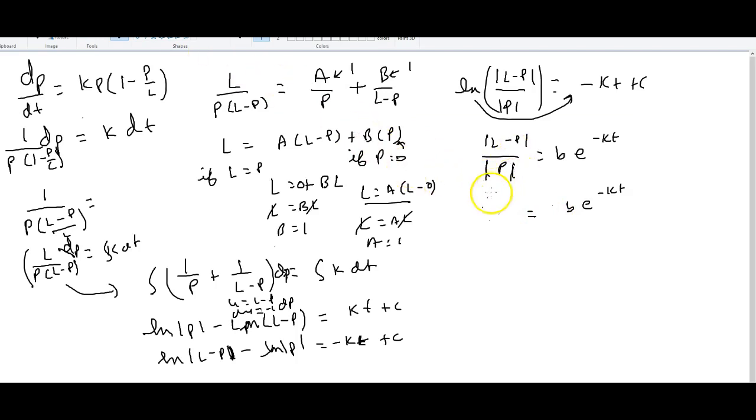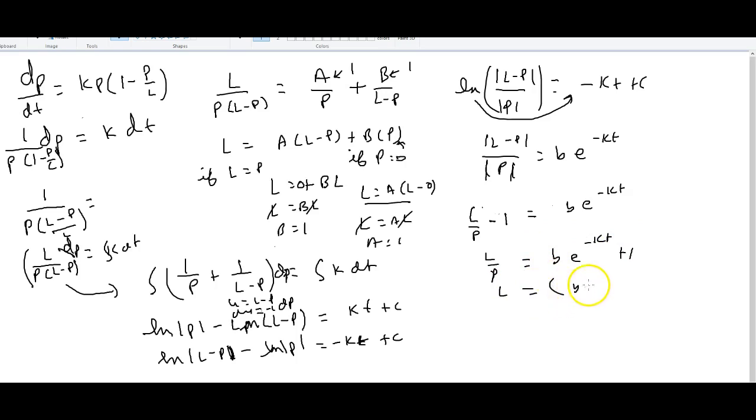I probably should have just simply said, if I'm going to get rid of those anyways, I'm going to go L over P minus 1 equals this mess. And so then I'm going to go L over P equals B e to the negative kt plus 1. And then I move the P over here.